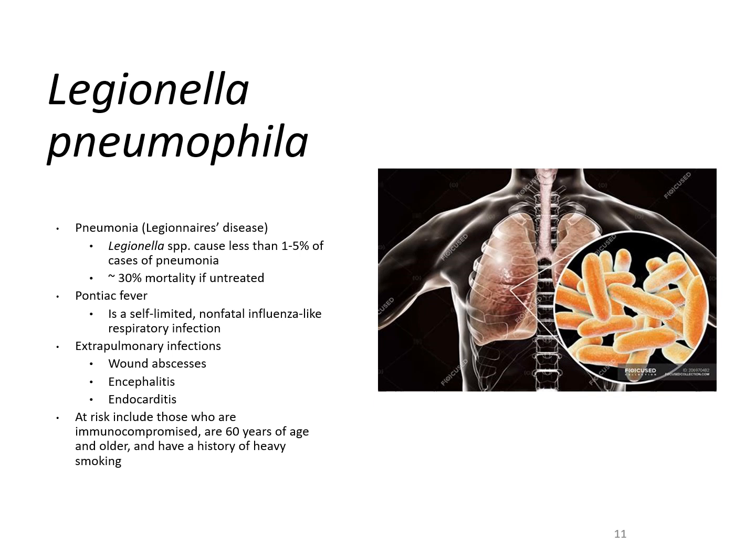Legionella pneumophila causes a pneumonia type infection, also known as Legionnaire's disease. It accounts for 1 to 5% of the cases of pneumonia, but if it is left untreated, it can have about a 30% mortality rate. It also causes Pontiac fever, which is a self-limiting, non-fatal influenza-like respiratory infection. It can also cause an extrapulmonary infection, so it can infect wounds, or cause encephalitis or endocarditis. Those at risk include those that are immunocompromised, 60 years of age or older, or have a history of being a heavy smoker.